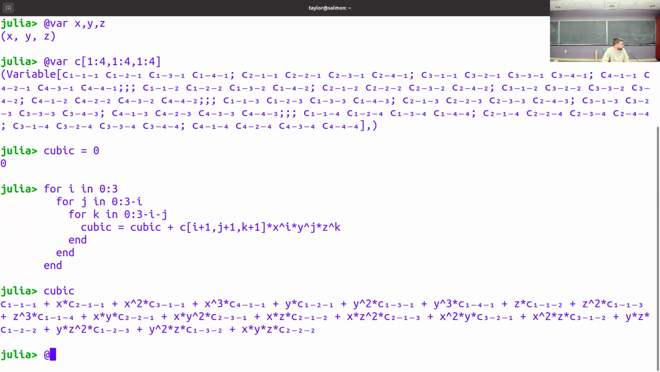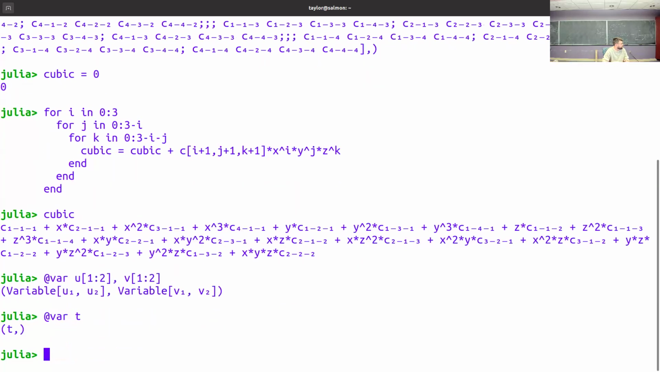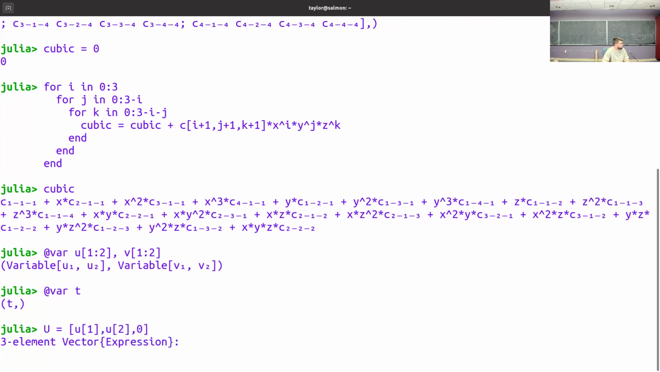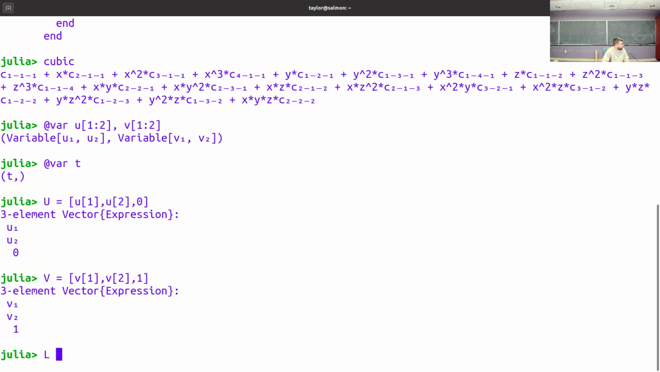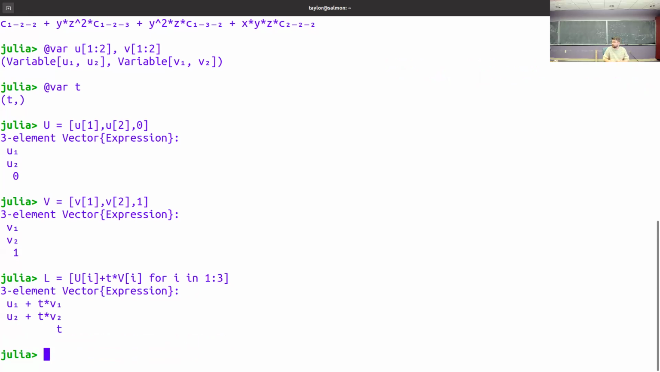So now what do we got to do? We need U1 and U2, V1 and V2. And we're going to need like a placeholder for the t value, I think. So now I'll say U is going to be like U1, U2, and 0. V is going to be like V1, V2, and 1. And L is going to be Ui plus t times Vi for i in 1 to 3. Okay, that's our line.